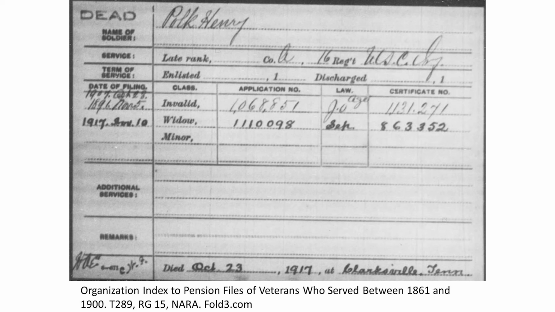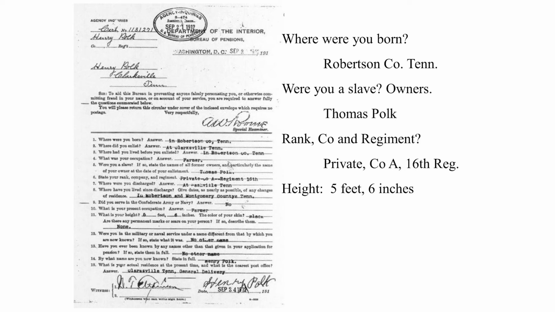His application asks, where was he born? Were you a slave? Who were your owners? What was your rank? Your height, descriptive information. And all that's there, including not only the owner at the time, but multiple applications. It talks about the owner at the time of the war and the father of that owner, who was the owner when he was a younger man. Lots of detail that helps us with that family information.